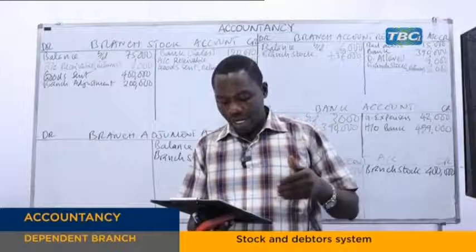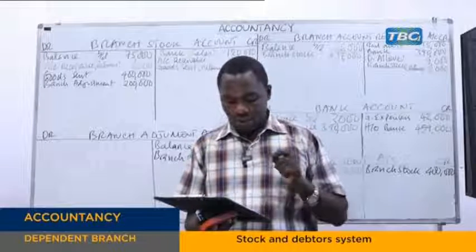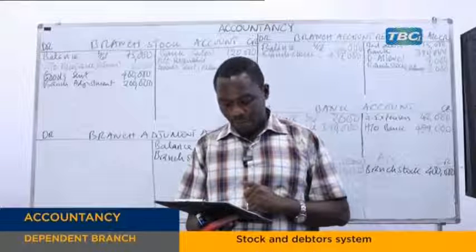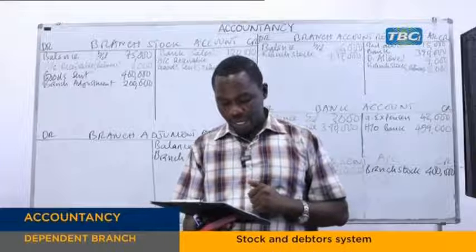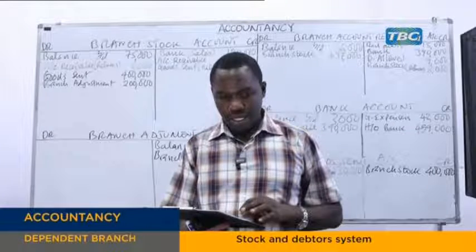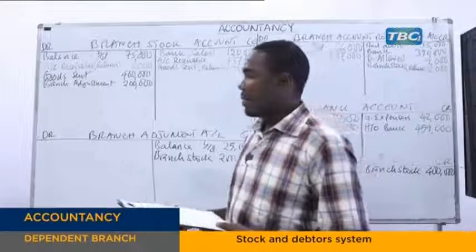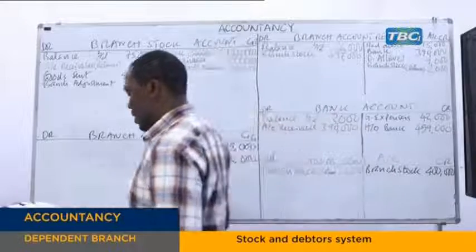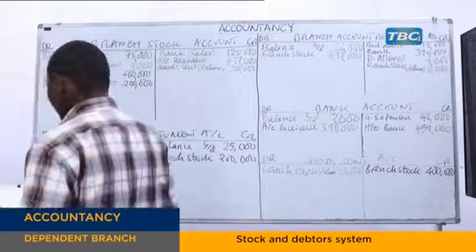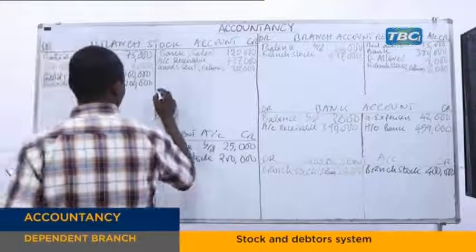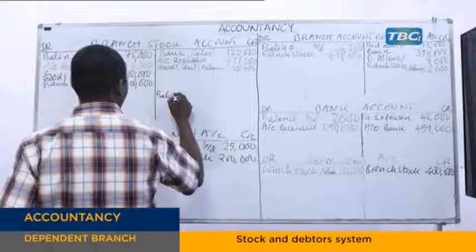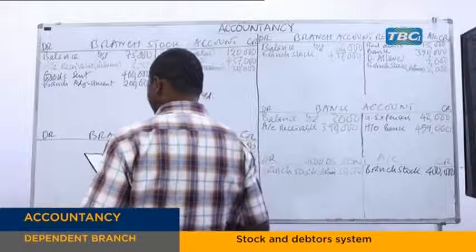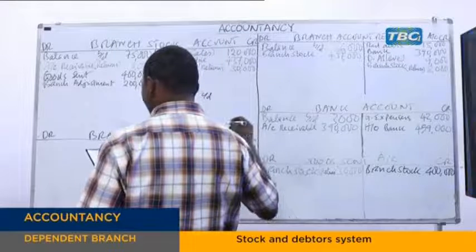So far here, we were required only to open up accounts relating to branch, that is branch inventory, goods sent to branch, branch inventory adjustment account, and branch account receivable, and bank account, which we have almost opened. Let us now enter our ending balance. So we have balance c/d. You leave space for any deficiency here or any entry that could be entered here.